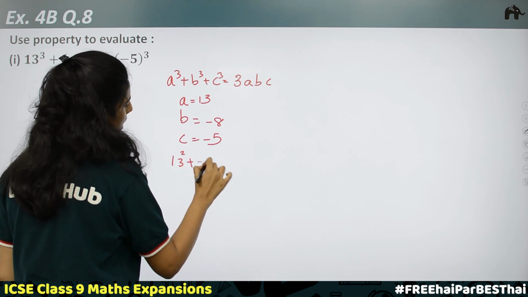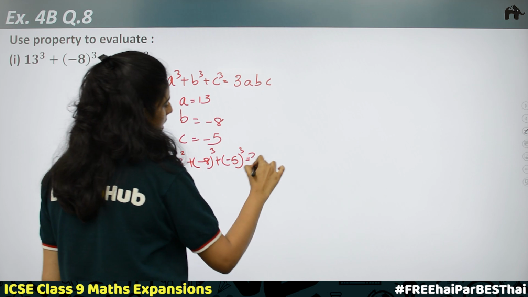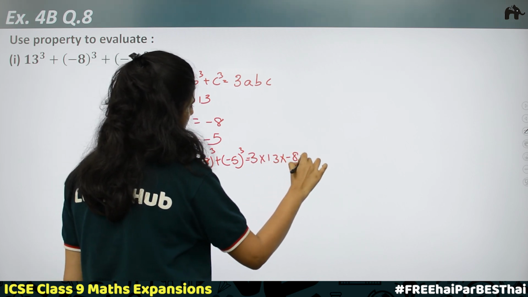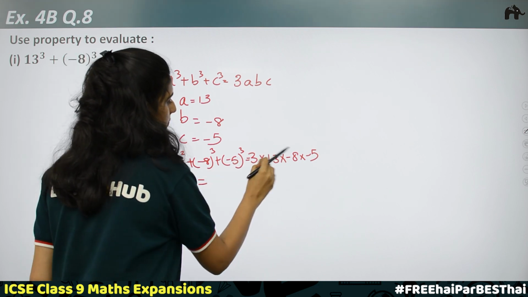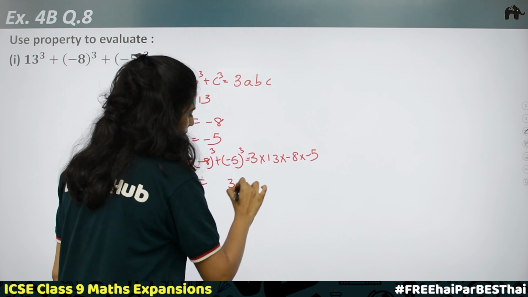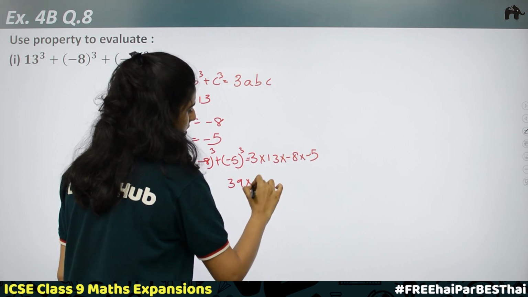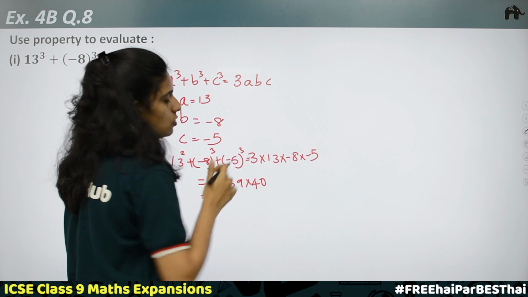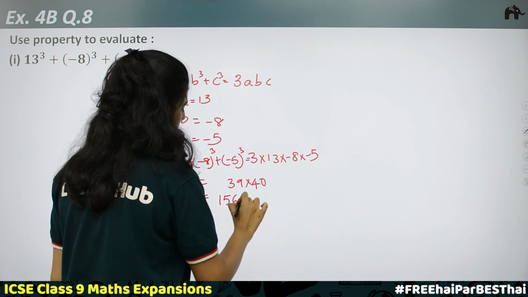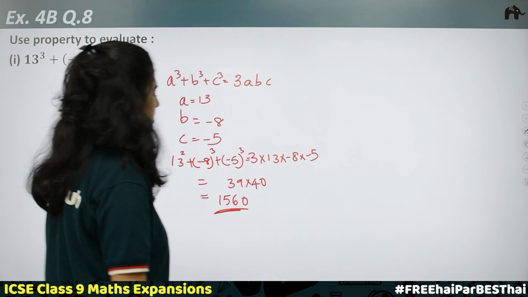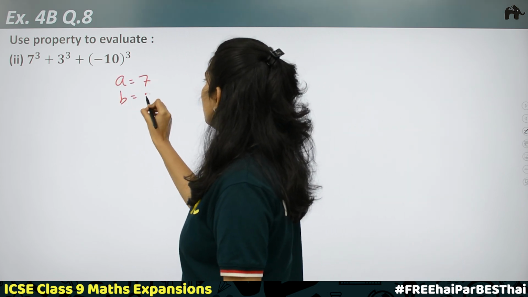13 cube plus minus 8 cube plus minus 5 cube will be equal to 3 into 13 into minus 8 into minus 5, which is equal to 3 into 13, we will be getting 39. 39 into 8 fives are 40. So, negative, negative can be removed. So, this is 40. So, 39 into 40. How much do we get? We'll be getting 1560 is the value.